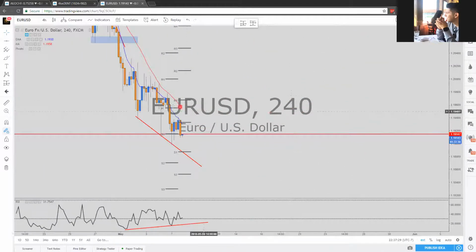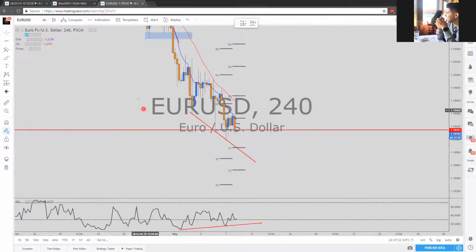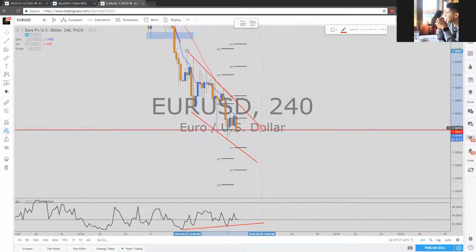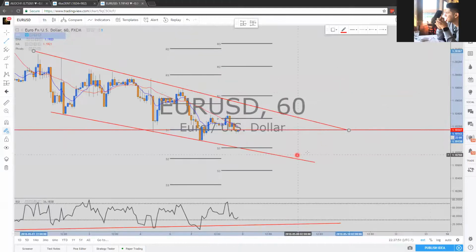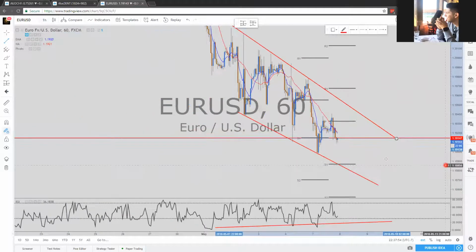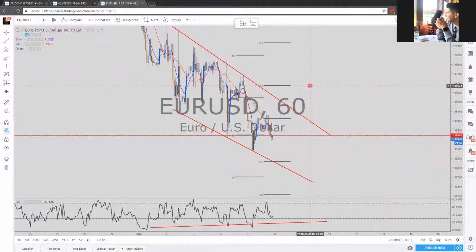This is a 4-hour time frame. I can see some divergence happening. Overall, still waiting for this break. It's going in a downward channel, getting tighter into a funnel, and it's going to find its breakout pretty soon. We might see it tonight, or I would say probably on Wednesday or tomorrow. We'll see. We're going to wait for a breakout.